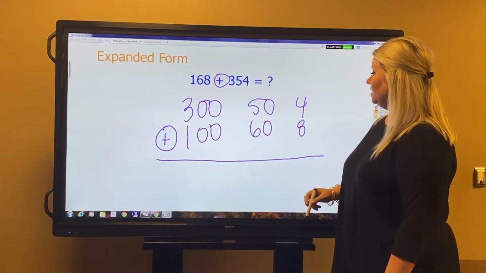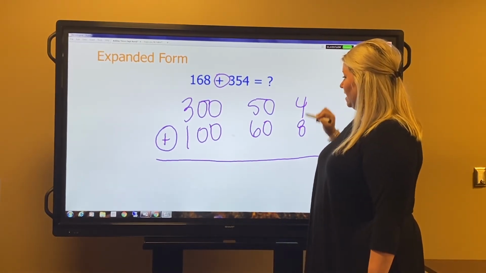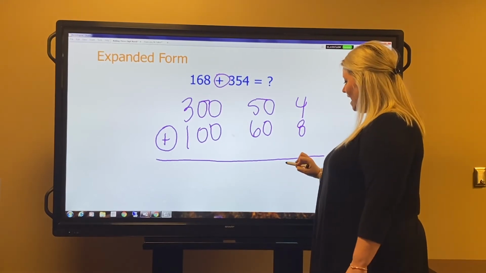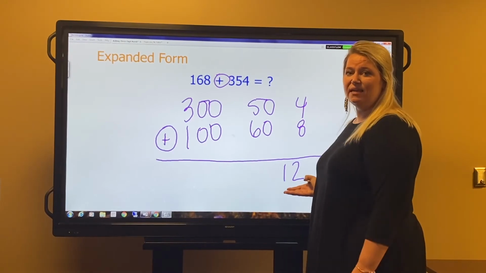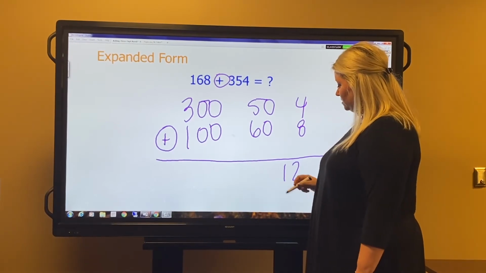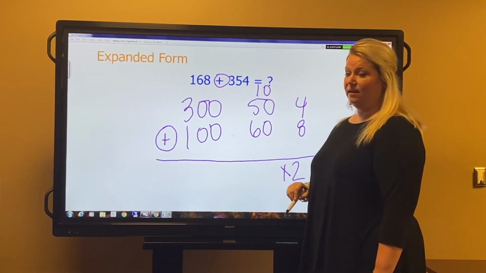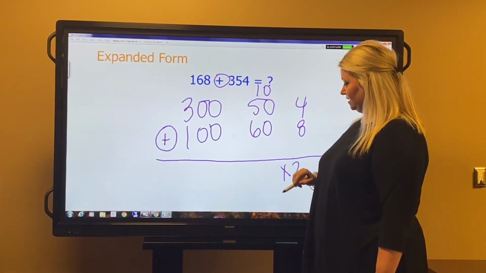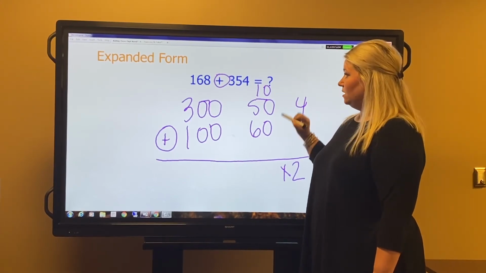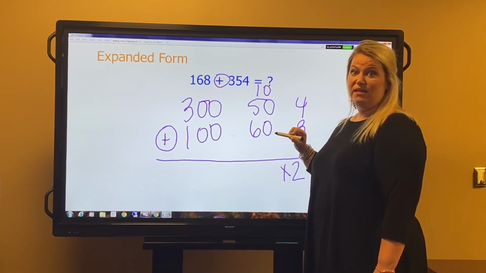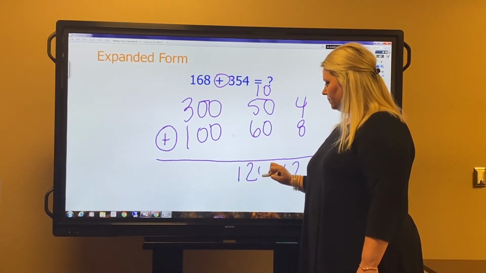So the first thing I'm going to do is I'm going to add my ones place. 8 plus 4. 8 plus 4 is 12. So I am going to put down 12 right here. Well, I can't have a tens in the ones place. So I'm going to cross off my 1 here, and I'm going to add this 10 up here. I'm going to regroup it to the tens place. So then I have 10 plus 50 plus 60. Well, I know that 10 plus 50 is 60, so 60 plus 60 is 120.